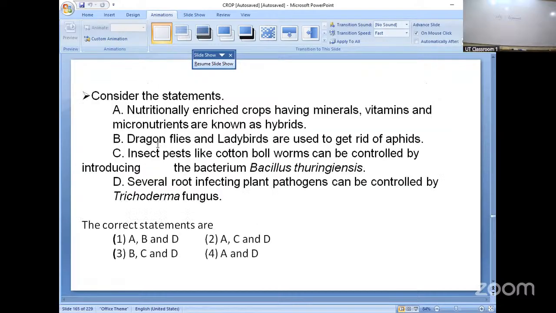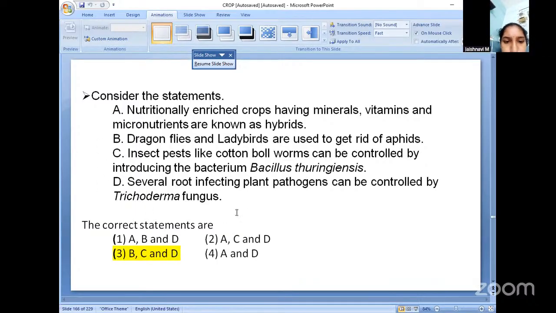Nutritionally enriched crops having minerals, which means micronutrients, are called hybrids. Dragonflies and ladybirds are used to get rid of aphids. Pests like cotton bollworm can be controlled by introducing Bacillus thuringiensis. Several root affecting plant pathogens can be controlled by Trichoderma. The correct statements are B, C, E.